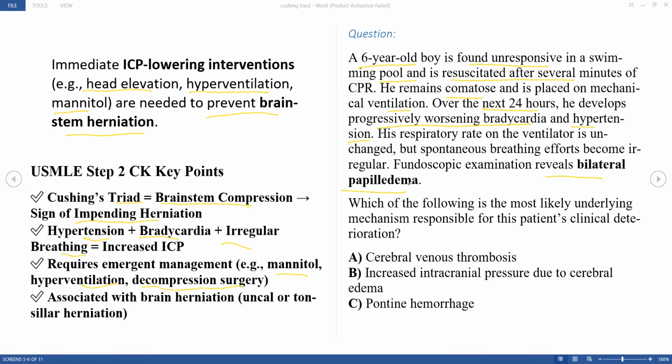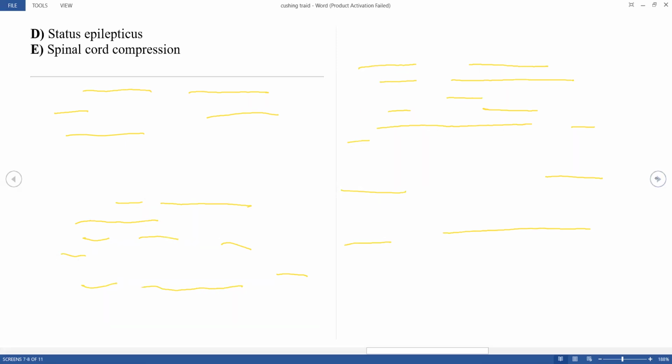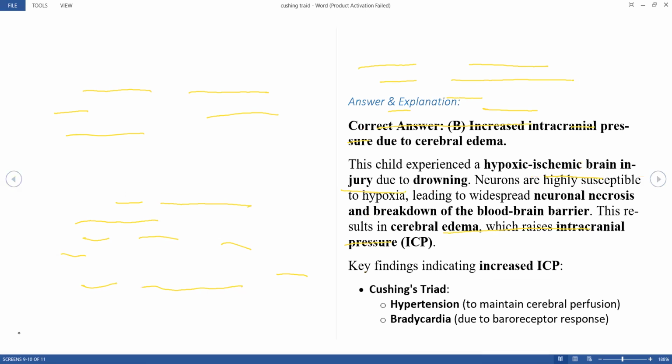Which of the following is the most likely underlying mechanism responsible for this patient's clinical deterioration? First is cerebral venous thrombosis; increased intracranial pressure due to cerebral edema; pontine hemorrhage; status epilepticus; and spinal cord compression. So this is the explanation of this clinical vignette. It is increased intracranial pressure due to cerebral edema, because all of these three components of the triad are present in this patient except the respiratory one.